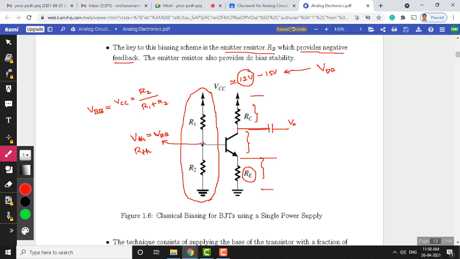Okay, so we want to find out what is VBB. So VBB is equal to the supply voltage times the resistor across which you are finding the voltage, which is R2 here, divided by the sum of the resistors. Okay, so this is the voltage division rule, which is also equal to Thevenin's voltage.